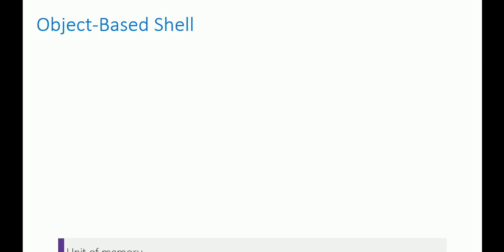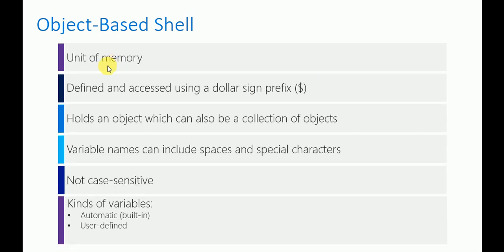What are variables? A variable is a unit of memory defined and accessed using the dollar sign prefix. When you are defining any variable, you must use the dollar sign with the name you are going to use. Or when you are printing the value, you must use the dollar sign and the name you defined for your variable. A variable can hold an object that can be a collection of objects.